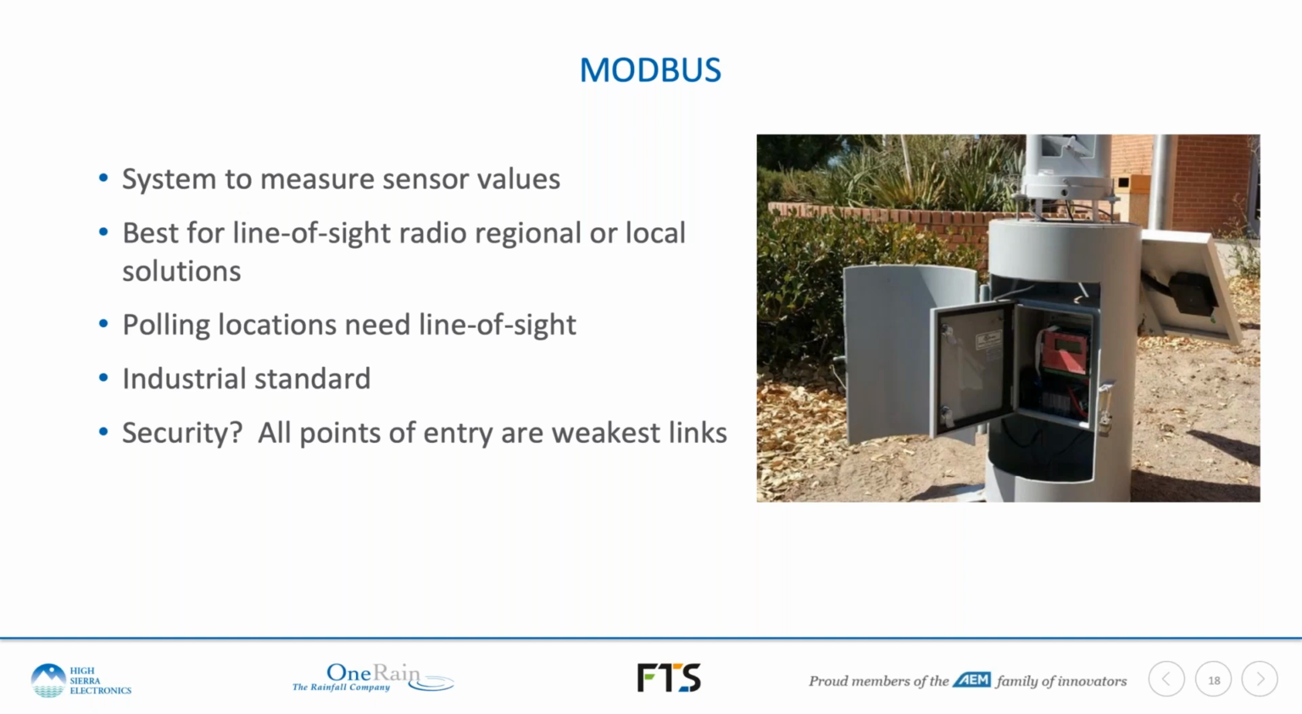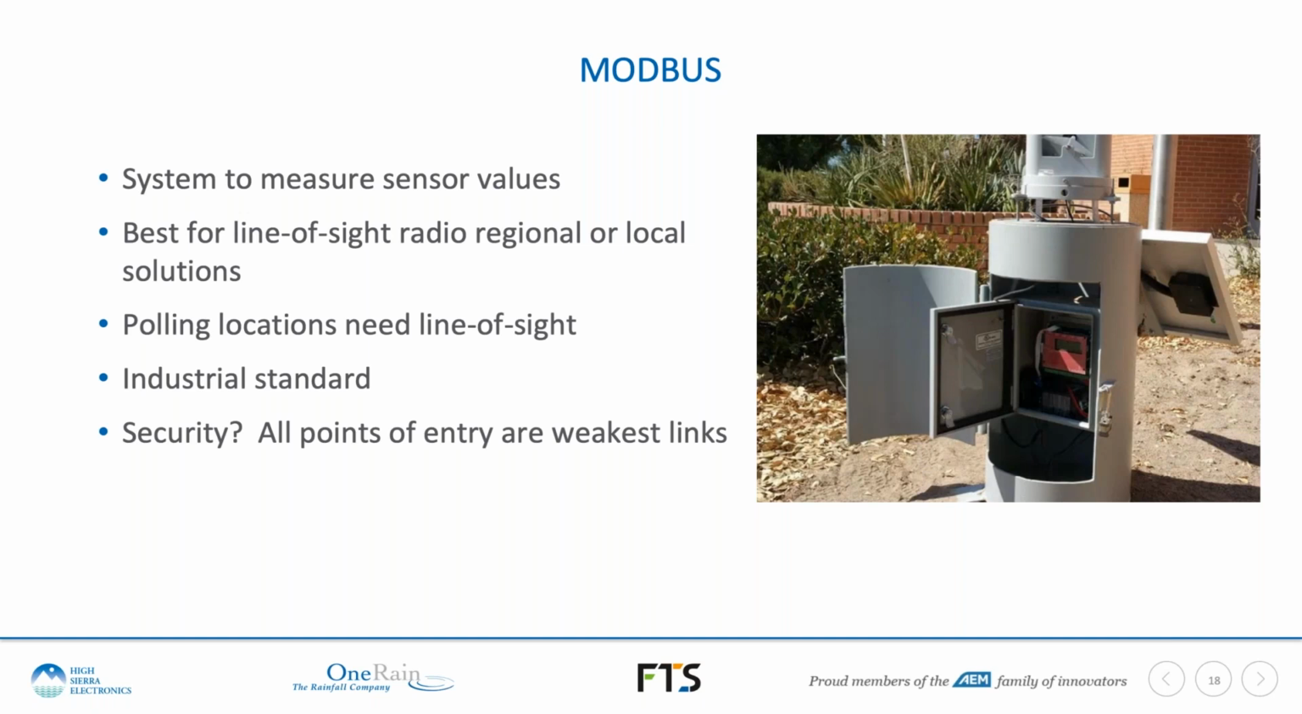So MODBUS is primarily a system where you measure sensor values, and it's similar to the other systems in that it requires line of sight radio. They typically implement it with a hub and spoke architecture, where all the sites are around the spokes, and there's a hub that does the polling.